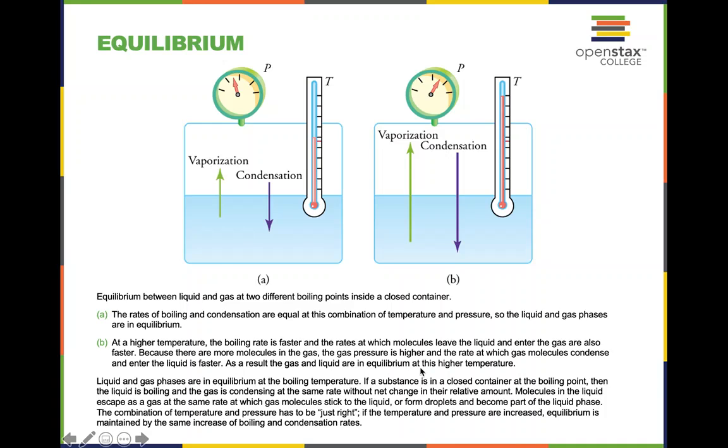If a substance is in a closed container at its boiling point, then the liquid is boiling and the gas is condensing at the same rate, without net change in their relative amounts. Molecules in the liquid escape as a gas at the same rate at which gas molecules stick to the liquid, form droplets, and become part of the liquid phase. The combination of temperature and pressure has to be just right. If the temperature and pressure are increased, equilibrium is maintained by the same increase of boiling and condensation rates.